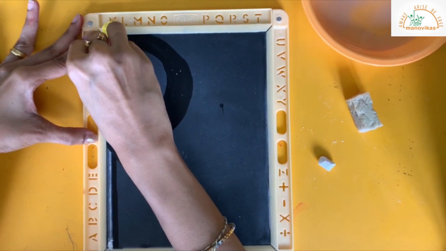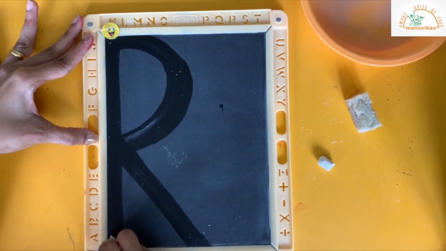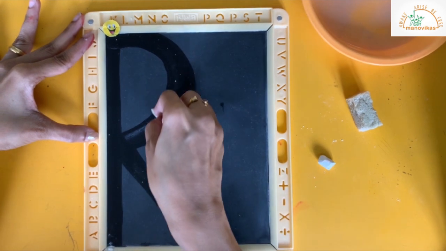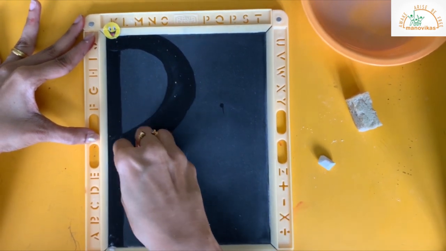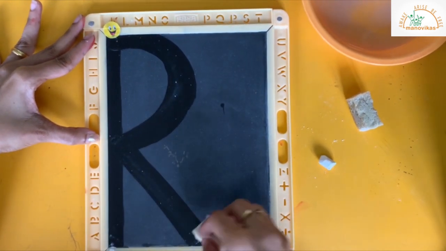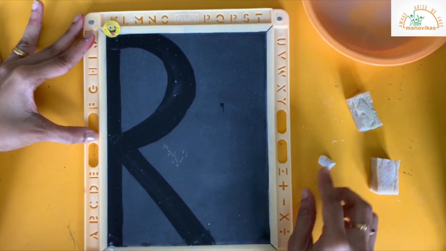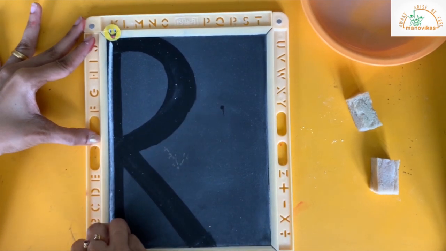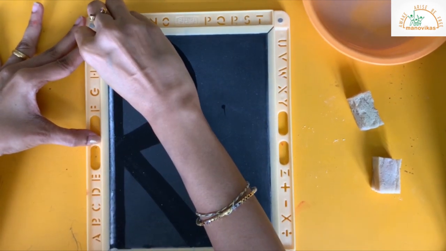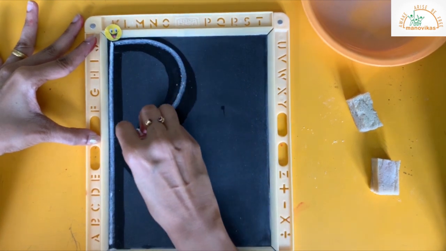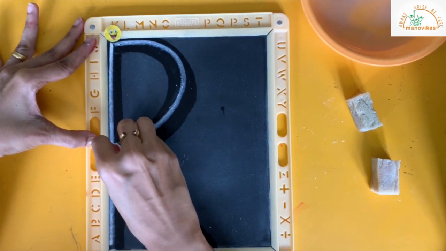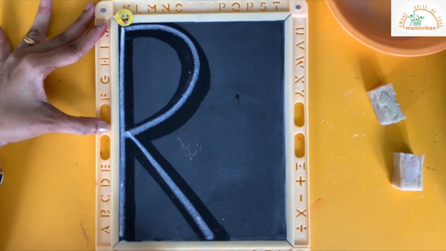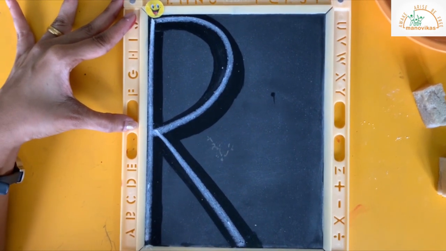Start at the top, big line down, jump back to the top, small curve to the middle, and a small line sliding down. Letter R. Start at the top, big line down, jump back to the top, small curve to the middle, and a small line sliding down. Letter R, capital letter R.